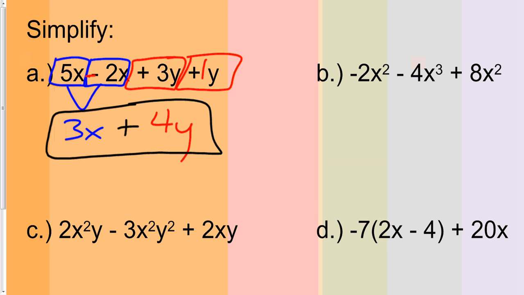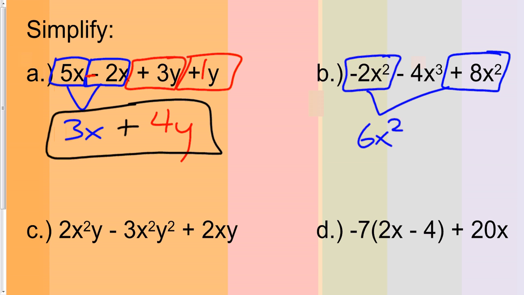So for instance, if I look at negative 2x to the second, I cannot combine it with the second term because that's an x to the third. But I can combine it with positive 8x to the second. So these two together, it's like negative 2 plus 8 is 6. Or negative 2x squared plus 8x squared is 6x squared. Now, negative 4x to the third doesn't have a partner, but that's okay. We just drop it down and write it like this.